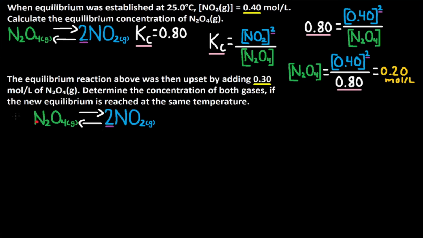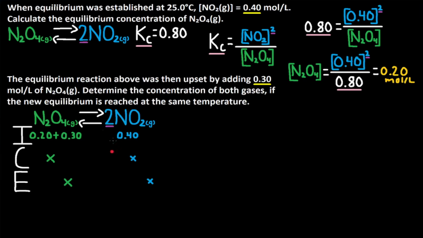So the next part of the problem tells us the equilibrium reaction above was upset by adding 0.30 moles per liter of N2O4 gas. Determine the concentration of both gases if the new equilibrium is reached at the same temperature. So what this means is that we're having a new equilibrium, and that means our previous equilibrium would be the new initial values. And remember, whenever we have initial values, that means we have to use an ice table to solve the problem. So the initial concentration of N2O4 is what we calculated. We have 0.20. However, we also added 0.30 moles per liter of N2O4, so we have 0.20 plus 0.30. NO2 is just 0.40. This was the old equilibrium value. And that is all the information we have, so we have to plug in variables for change and equilibrium.